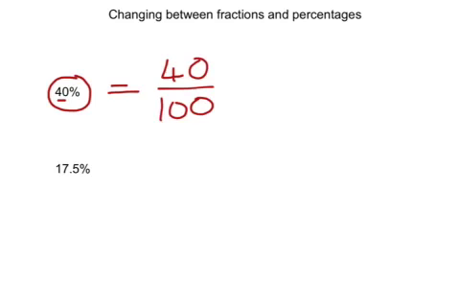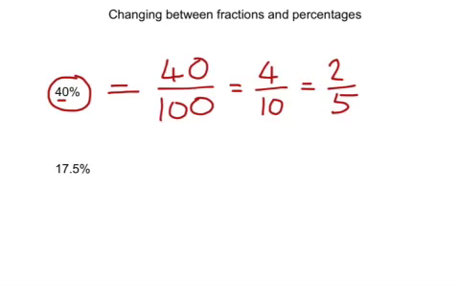Now again, what we should always do when we've got this as a percentage is to cancel it down. So 40 over 100 is the same as 4/10, but just be careful. Make sure you cancel as much as possible, because 4/10 we can keep going to 2/5.